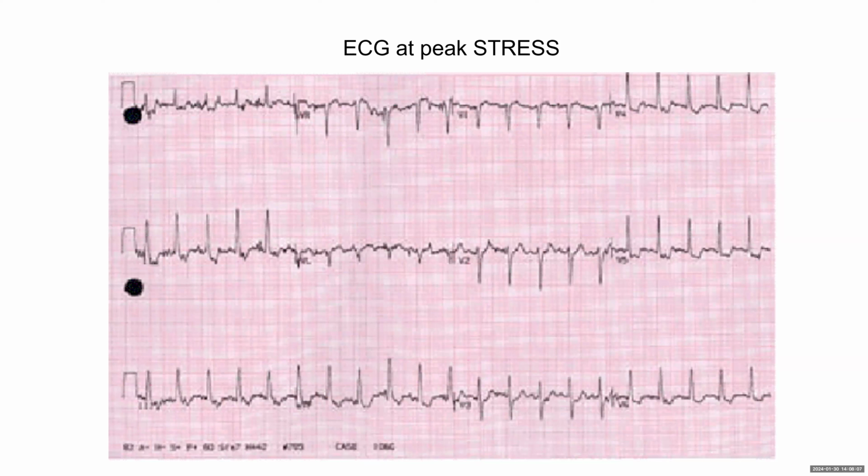So you can say there is a downsloping ST segment depression in leads 2 and 3, lead 2, yes, lead 1 and 2, as well as laterally in leads 4 and 5. So yeah, I agree. Any other comment?